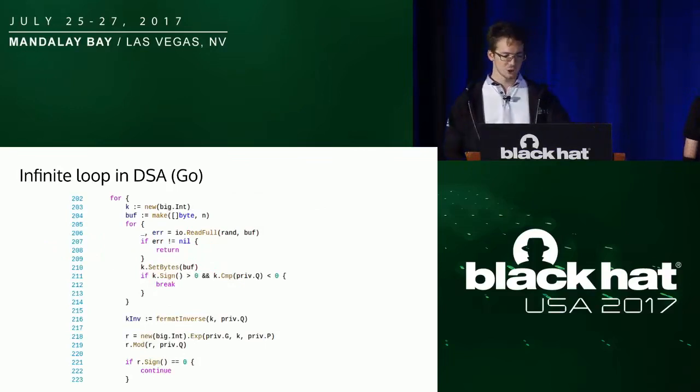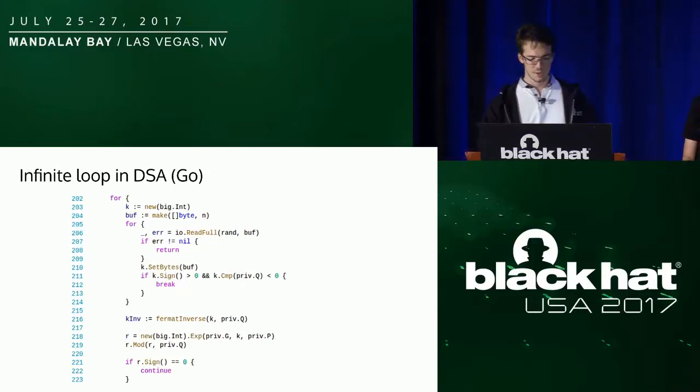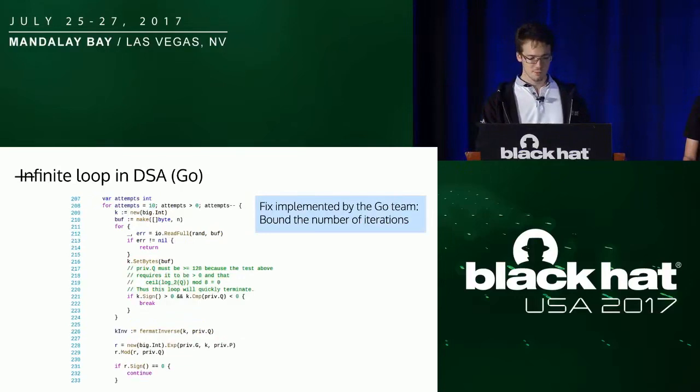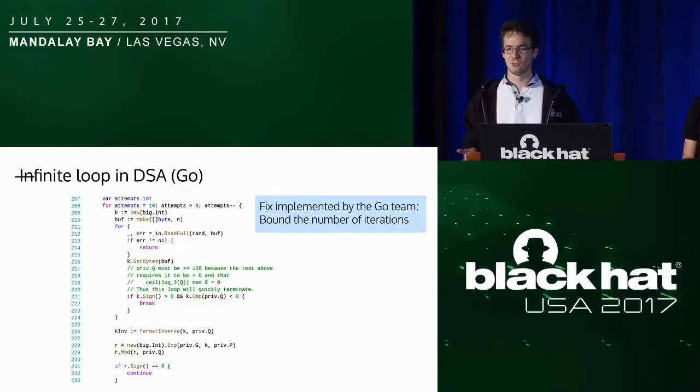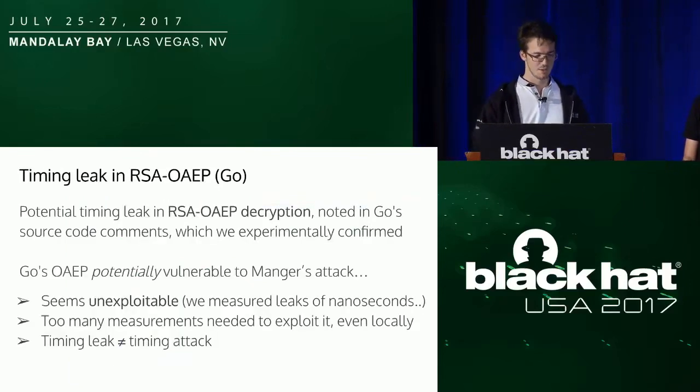This is the Go implementation. It's a for loop which will always generate a new k as long as r is 0. So they fixed the problem by limiting the number of attempts. If you make more than 10 attempts, then it's not a valid parameter. That's a good detection, but that's not the best fix because you are not checking the domain parameters. You are just mitigating the problem.